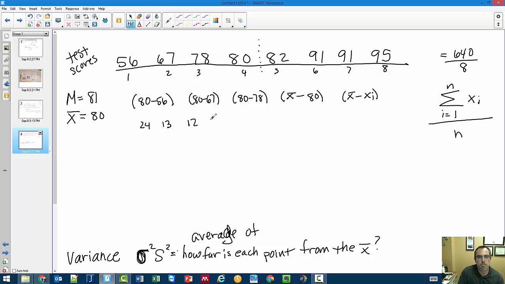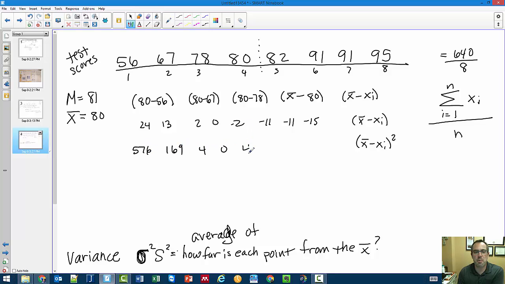Excuse me, not 12. And 2 and 0, and 80 minus 82 is negative 2. Negative 11, negative 11, negative 15. Now, we're talking about distance here, so it doesn't really matter that it's positive or negative. But we are going to then take each of those. So this part right here was my x bar minus xi. That's all of the data. Now I'm going to take each one of those and I'm going to square it. So I end up with 576, 169, 4, 0. This is why it doesn't matter if it's negative, because I end up making it positive when I go through here. And that's each one squared.